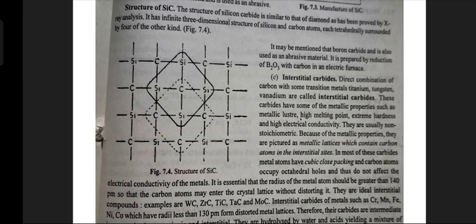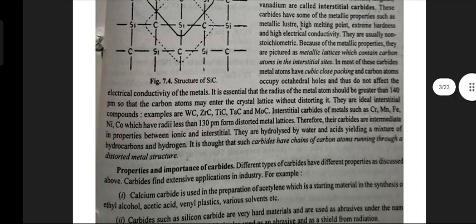They are pictured as metallic lattices which contain carbon atoms in their interstitial sites. In most of these carbides, metal atoms have cubic close packing and carbon atoms occupy the octahedral holes and thus do not affect the electrical conductivity of the metals.